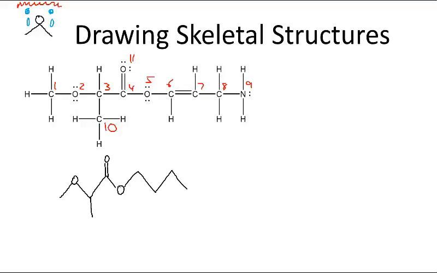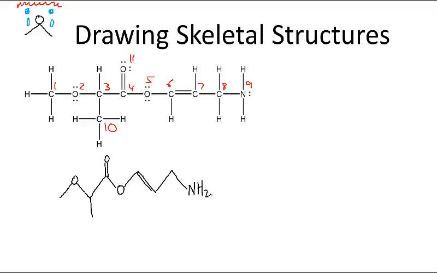Then atom 6 and 7, there's a double bond between atom 6 and 7. And then atom 8, and then atom 9 is a nitrogen, so I'm going to write NH2. I don't want to leave off those hydrogens because they're on a heteroatom. They can't be implied. So that is an acceptable way to draw this.